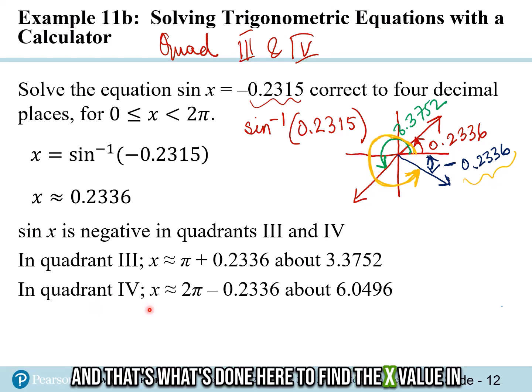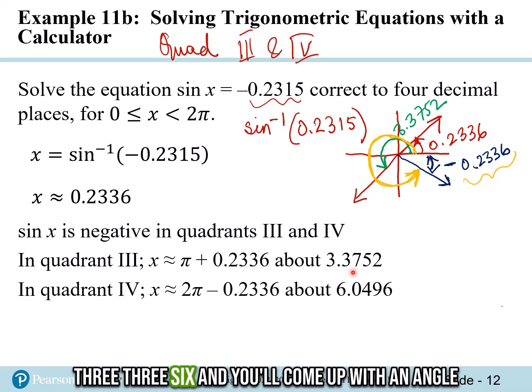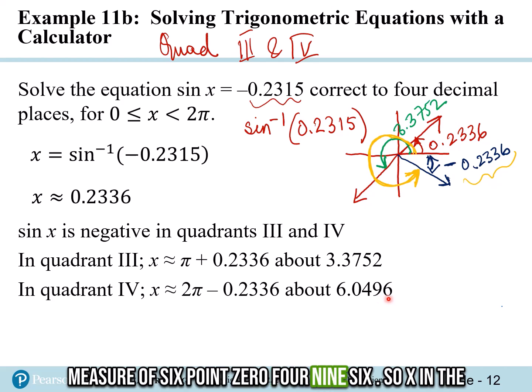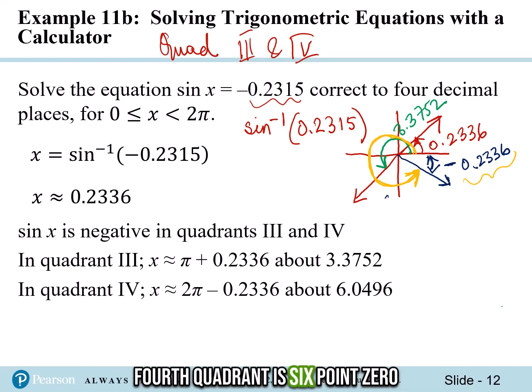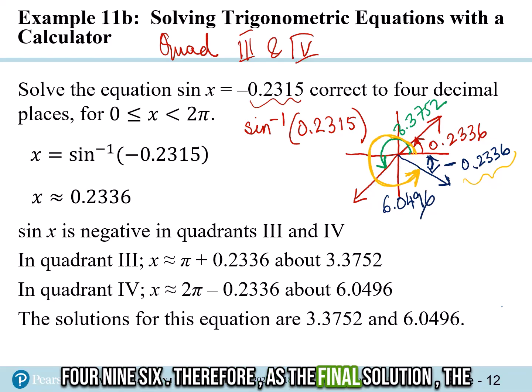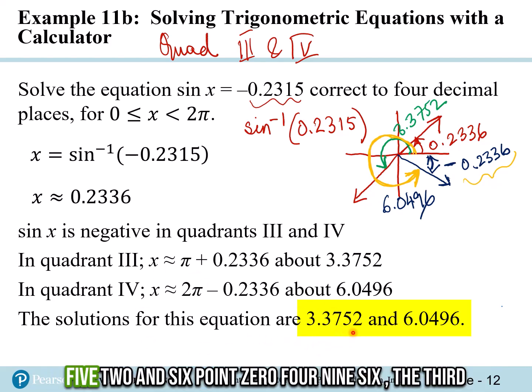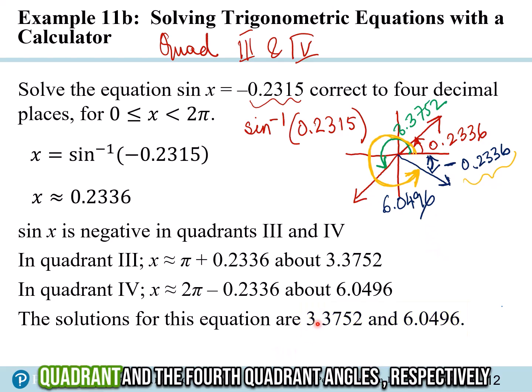To find the x value in quadrant 4, you add 2 pi to negative 0.2336, and you'll come up with an angle measure of 6.0496. So x in the fourth quadrant is 6.0496. Therefore, as the final solution, the solutions for this equation are 3.3752 and 6.0496, the third quadrant and the fourth quadrant angles respectively.